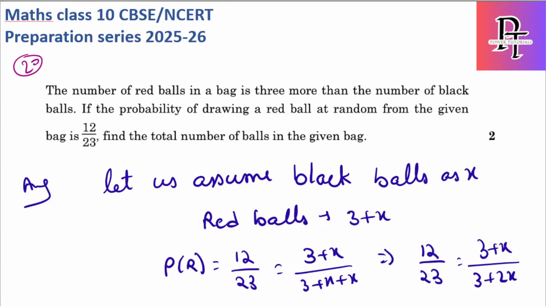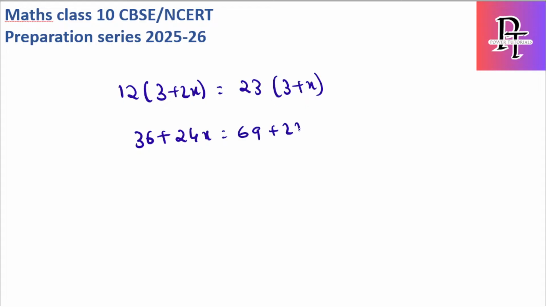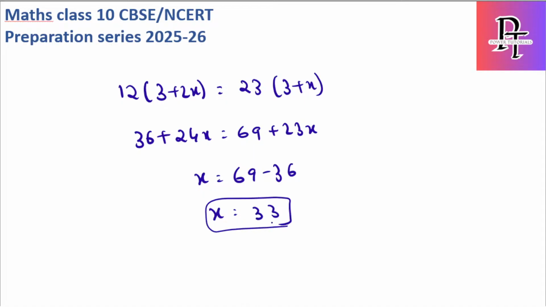Let's cross multiply. This becomes 12 into 3 plus 2x is equal to 23 into 3 plus x. Okay, so this becomes 12 3s are 36 plus 12 2s are 24x is equal to 23 3s are 69 plus 23x. So if I move 23x, 24 minus 23 becomes x is equal to 69 minus 36. So the x value, 9 minus 6 is 3, 6 minus 3 is 3. So the x value is 33, which is black balls.